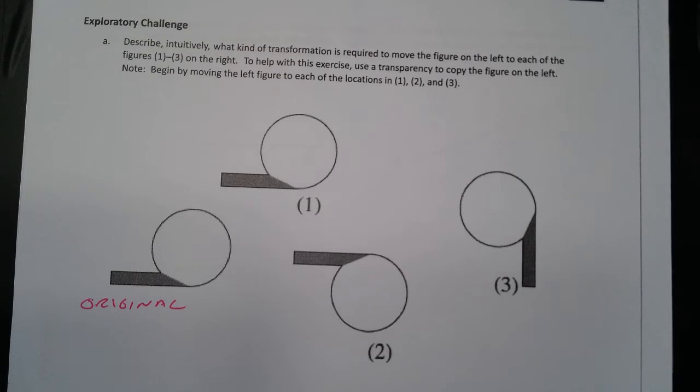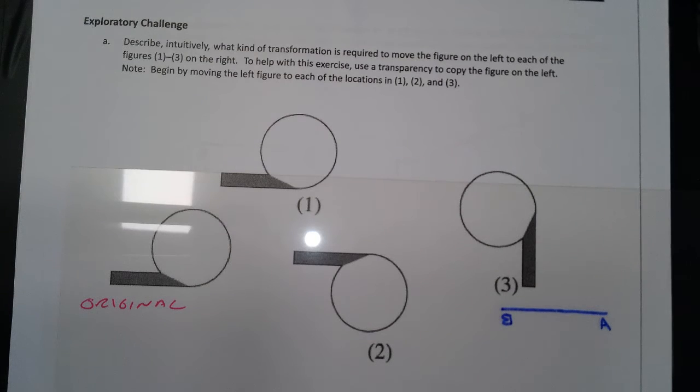So to do this, what I'm going to do first is take the same transparency I used at the beginning, and I'm going to trace the original. Now, if you have a piece of plastic, you can use this. Some of the activities we do in Module 2 are going to be a little bit tricky.